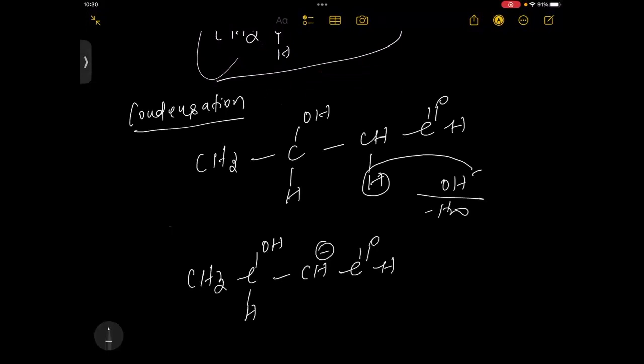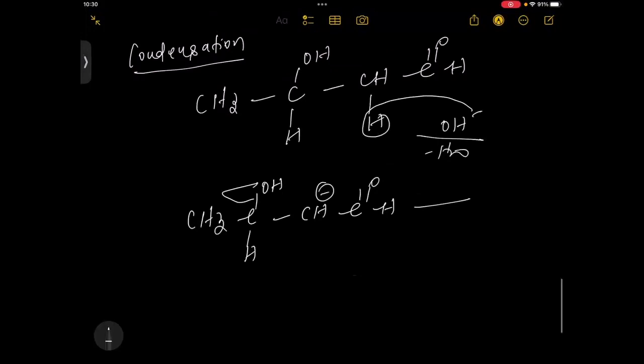Did you observe one thing here? Negative ion means the negative charge comes on the carbon. Now, as you know, OH is a very good nucleophile, not a good leaving group. But here OH will leave. So OH acts as a leaving group, okay? And so what will happen? CH3, CH double bond CH, C double bond O.